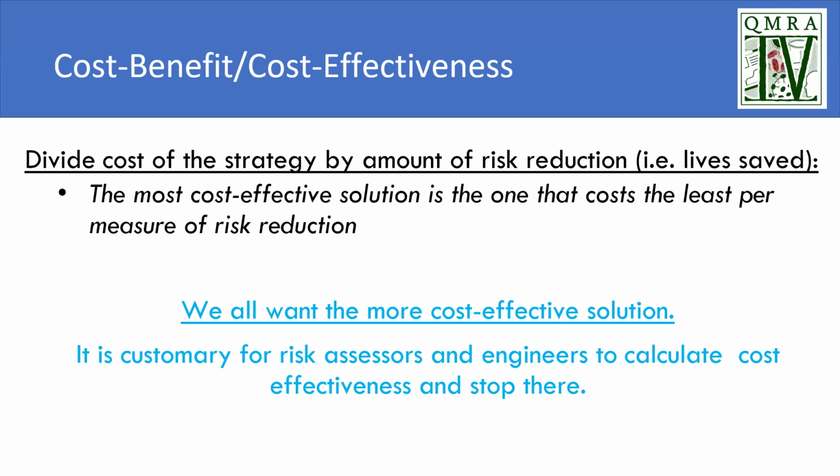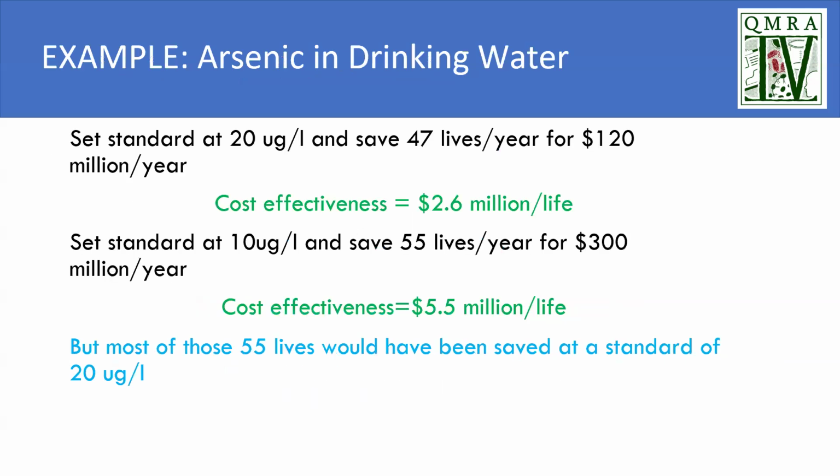Usually, we want to pick the most cost-effective solution, and that's the one that's going to cost the least per measure of risk reduction, purely based on an economic evaluation. We generally all want the more cost-effective solution. And it is customary for risk assessors or engineers to calculate the cost effectiveness and then stop there. But I'll show you in an example why we may want to do more.